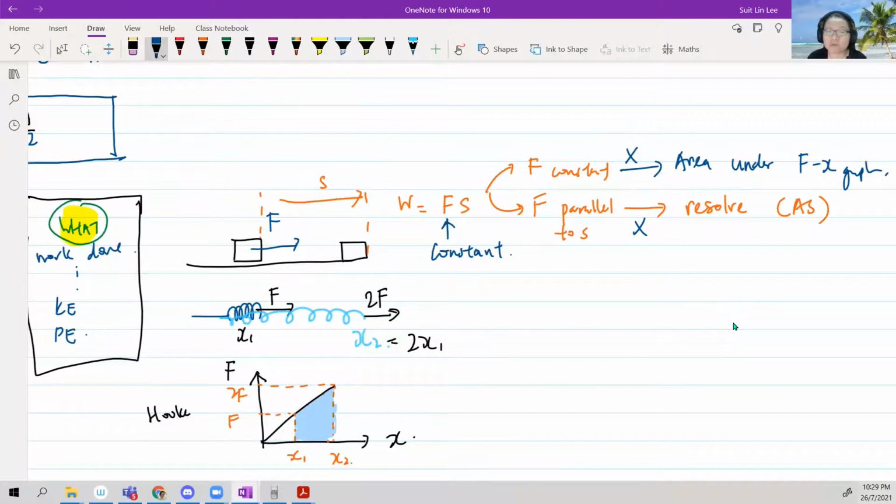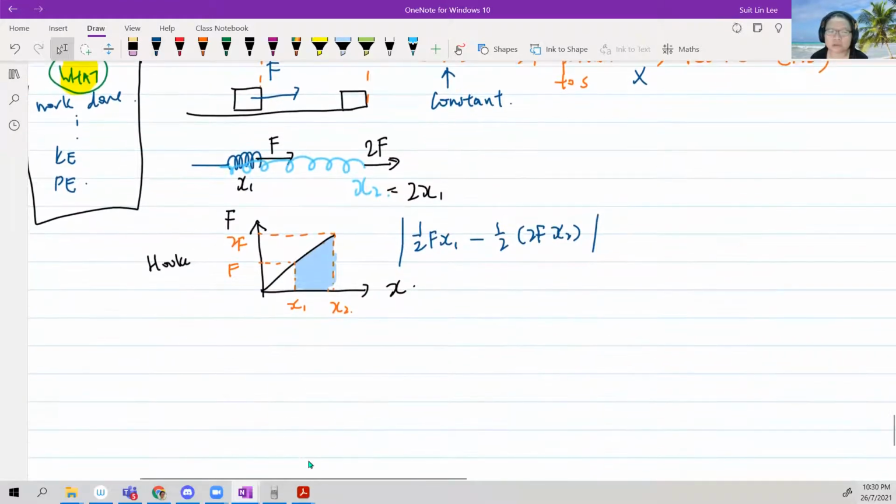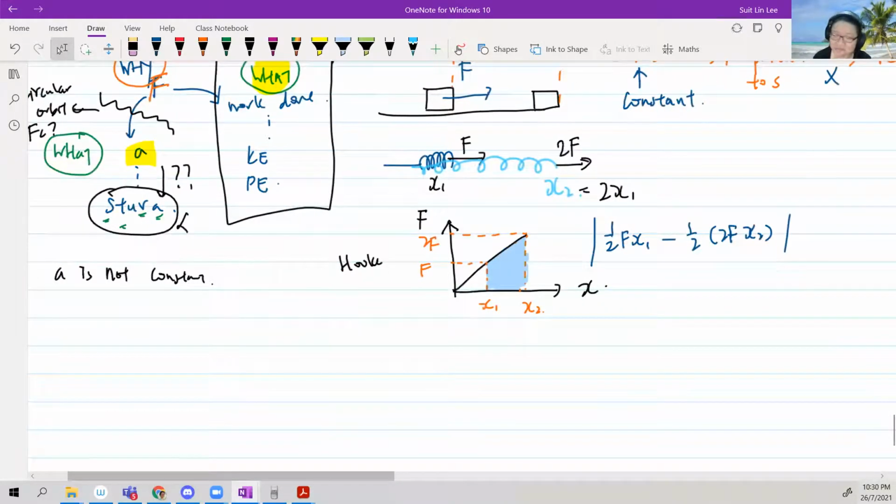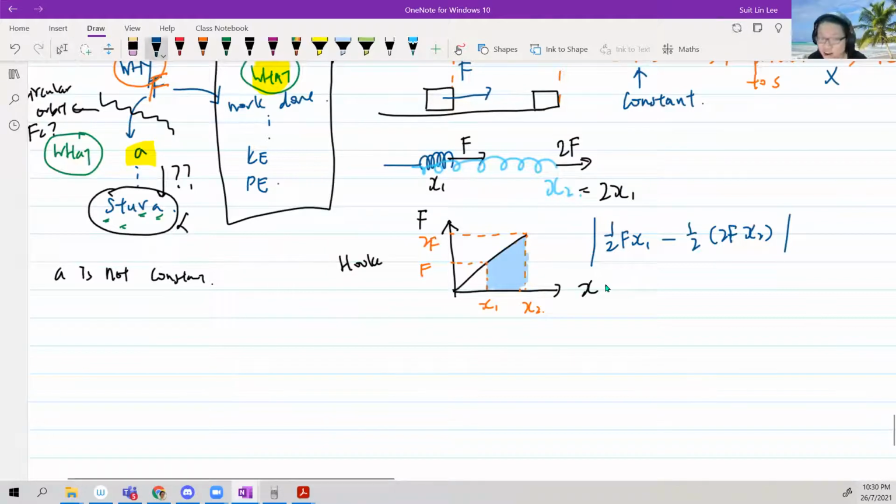So for this one, you would take half Fx2 minus half Fx1, modulus, whatever. Area under trapezium. Then you may be thinking, teacher, you see how we have a situation here, that our Fx graph is not a straight line, right? Is it a straight line?